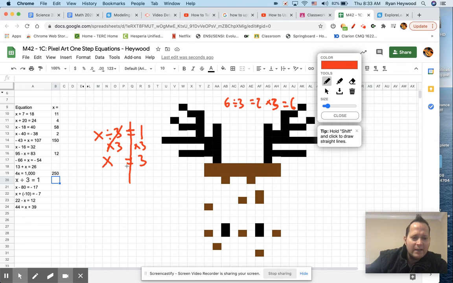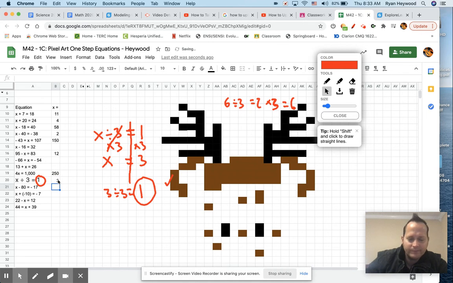So let's check our answer. We have 3 divided by 3. Well, 3 divided by 3 equals 1. So let's check this, and then we'll check over here. They are the same. 1 equals 1, so that checks out. So x equals 3. All right.